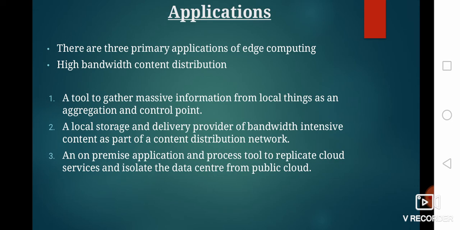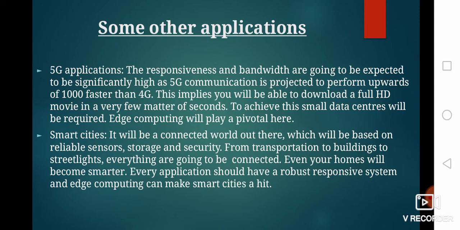There are three applications of edge computing: a tool to gather massive information from local things as an aggregation and control point; second, a local storage and delivery provider of bandwidth intensive content as part of a content distribution network; and an on-premise application and process tool to replicate cloud services and isolate the data center from public cloud. Some other applications: 5G applications and smart cities.